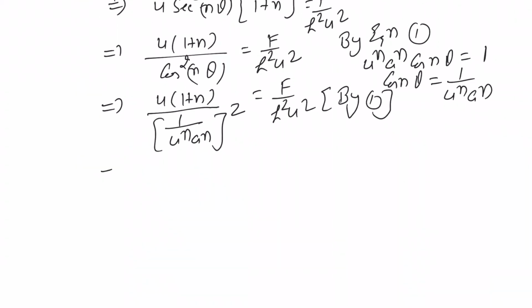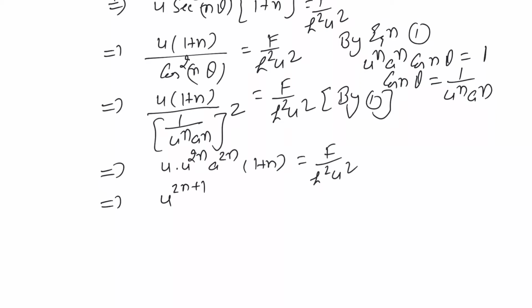Now this implies that u dot u, 2n a 2n 1 plus n is equal to f h square u square. This implies that, this one is 2n, so this will be 2n plus 1, a 2n 1 plus n into h square u square is equal to f.